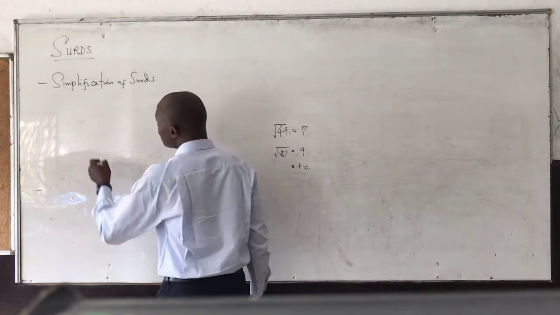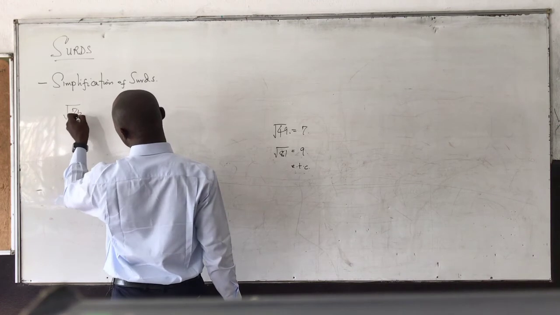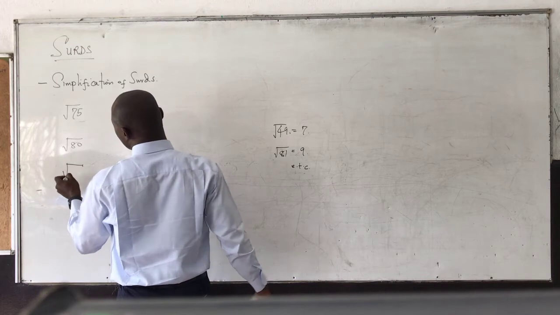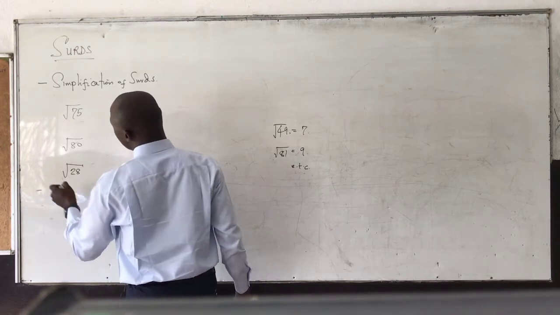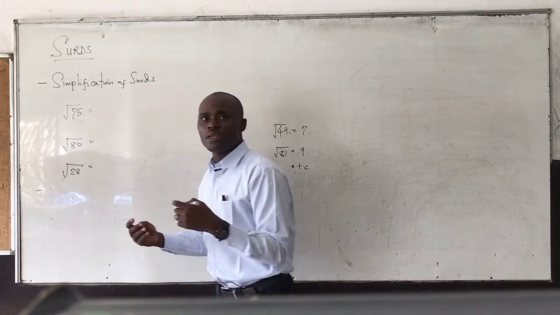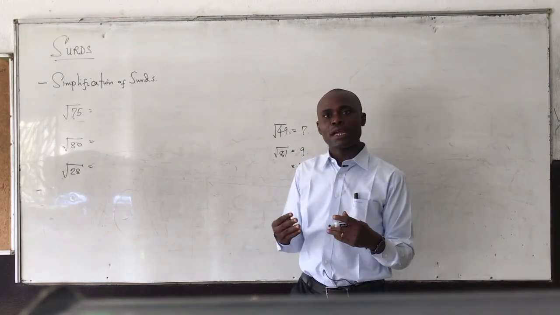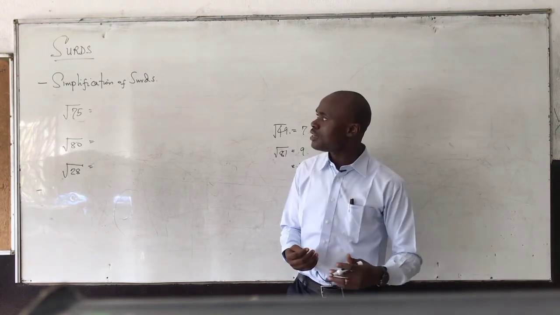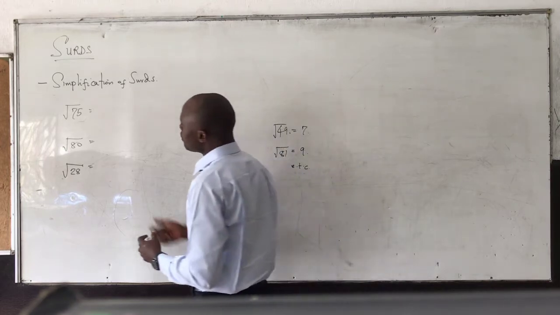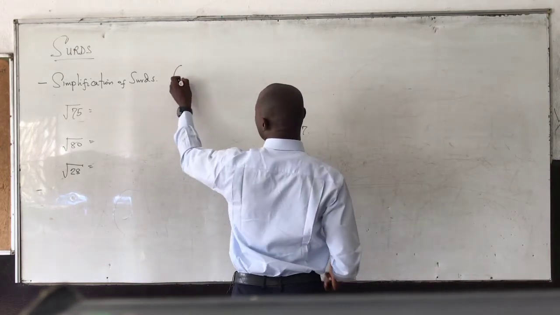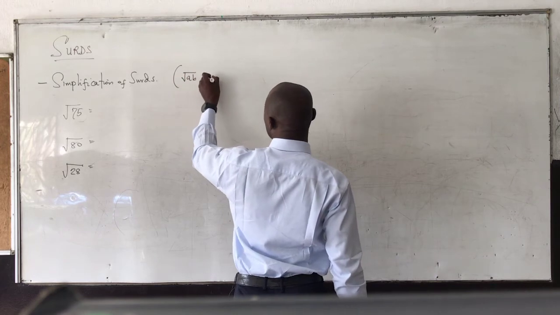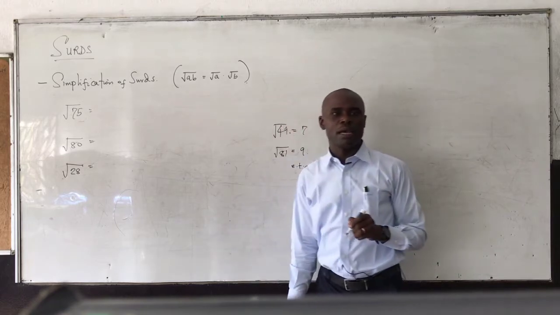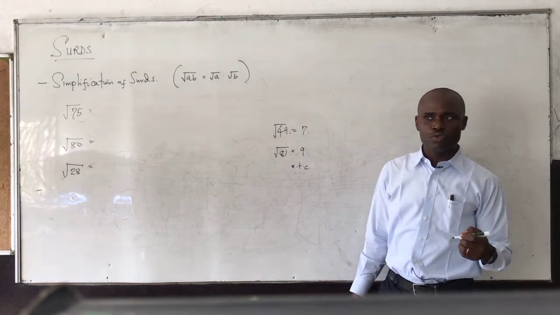So, if I have square root of 75, if I have square root of 80, if I have square root of, let me say, 28, I can actually simplify these. These are surds, but I can actually manage them, to give me simpler surds. So we call that simplification of surds. So we need to have in mind that the square root of AB is the same thing as square root of A times the square root of B. So have that in mind in simplification.